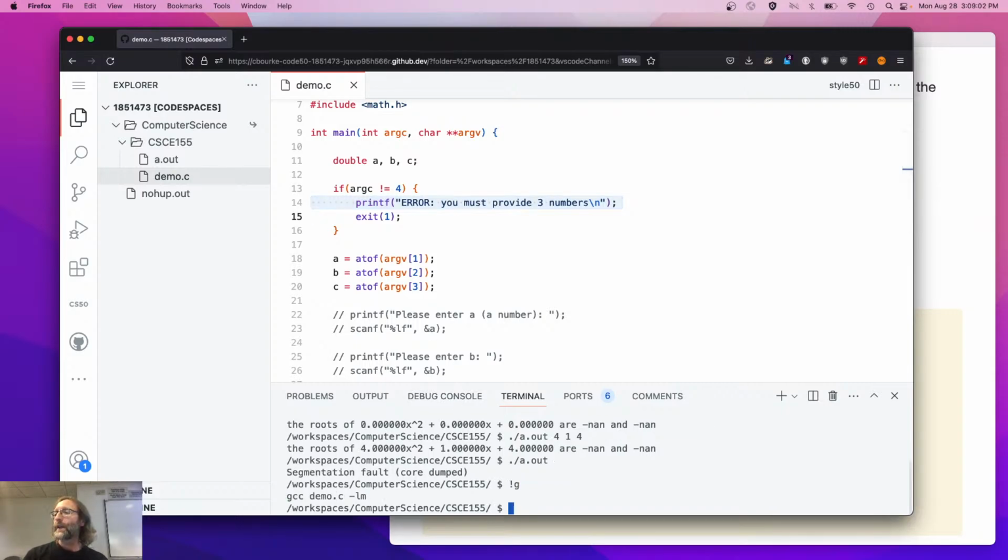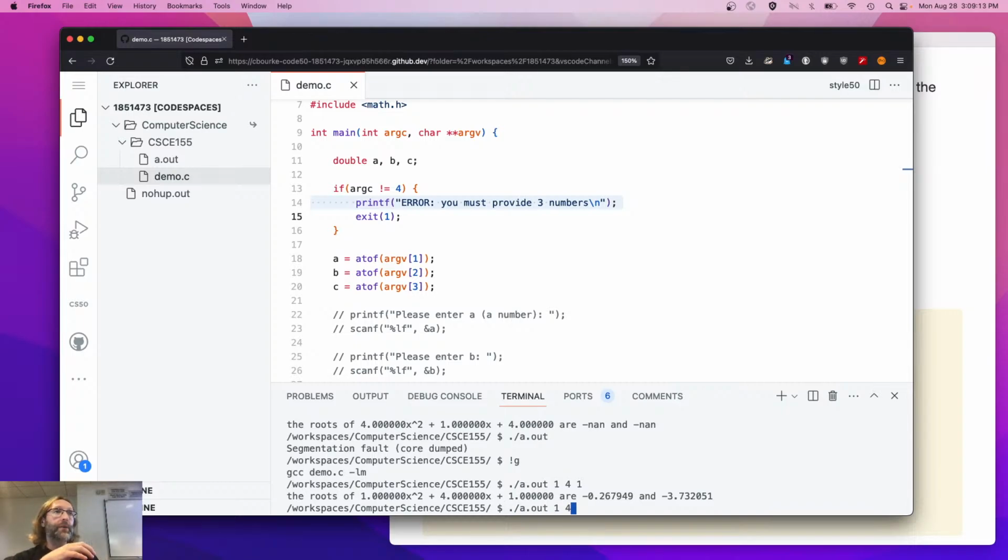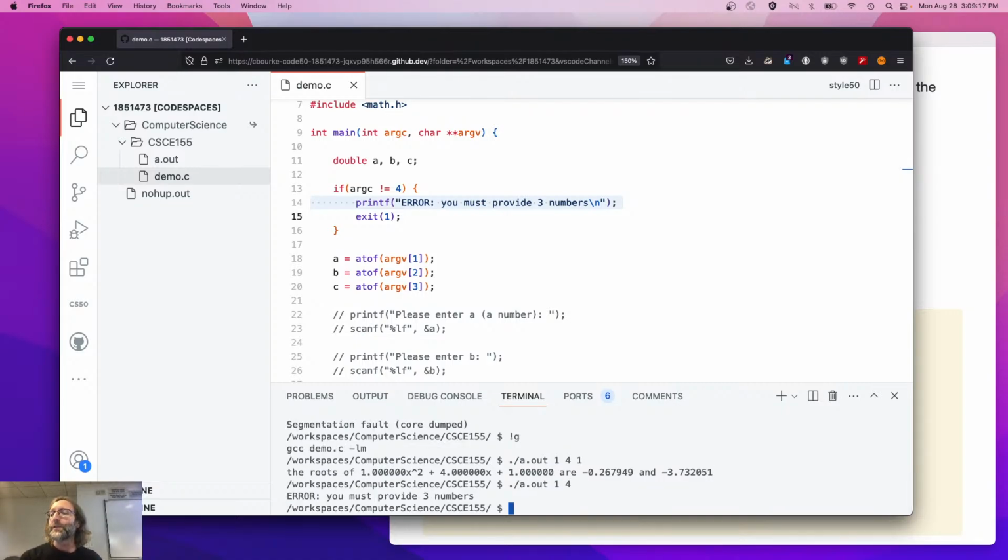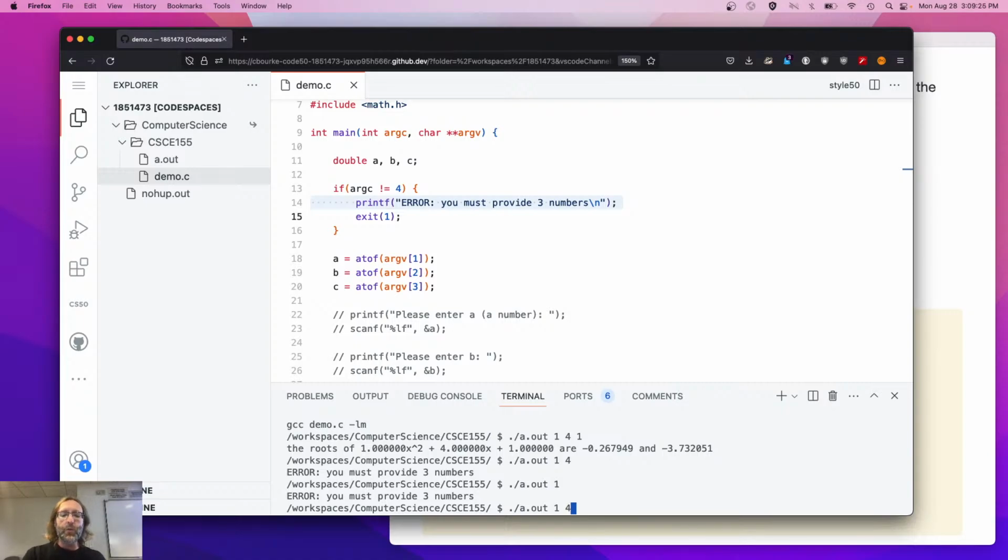Let's see what that looks like now. When I try to do it with, say, 1, 4, 1, it's perfectly fine. It gives me answers. But if I don't provide 4 command line arguments, in this case I'm only providing 3, then it gives me that error message. You must provide 3 numbers, and then it quits. Oh, okay, what if I only give it 1 number? Nope, same message here. What if I gave it too many numbers?